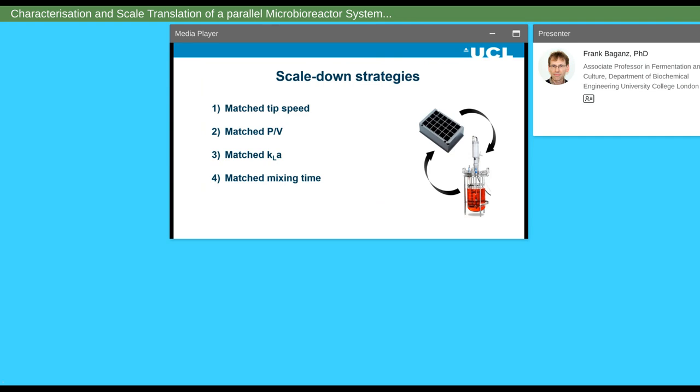There are 4 different criteria that are commonly used for scale translation of cell culture processes. The first is based on matched tip speed. However, this is not applicable for scaling between shaken and stirred systems. The second is based on matched power per unit volume, but this value can only be derived via simulation or elaborate experimental setup for shaken systems. This leaves matched KLA or matched mixing time as potential candidates for scale translation between stir tank reactor and the micromatrix.